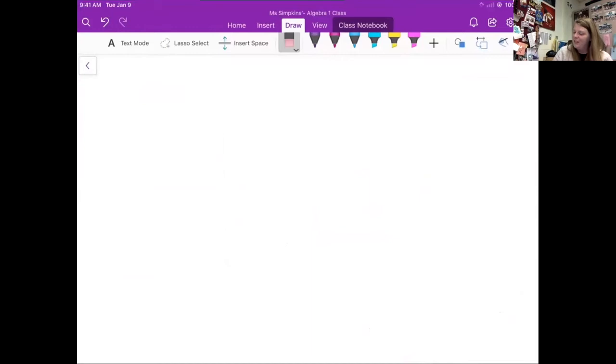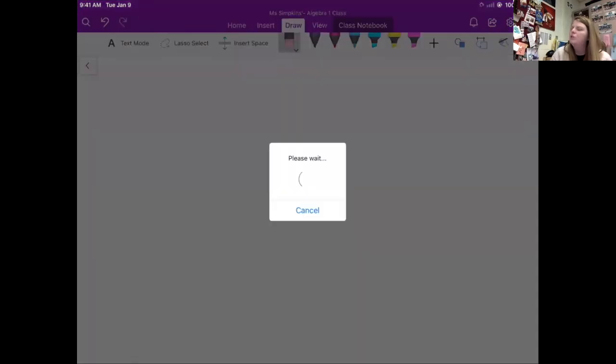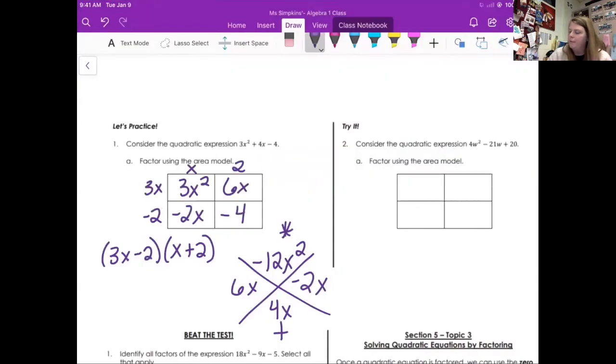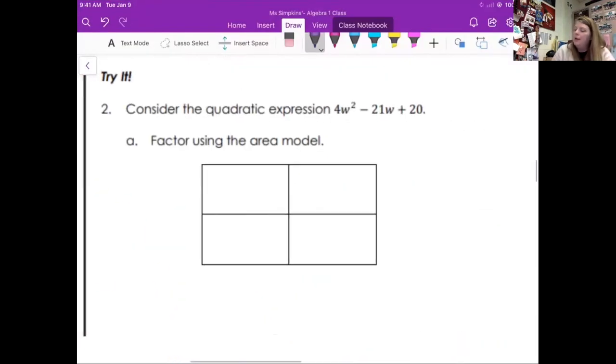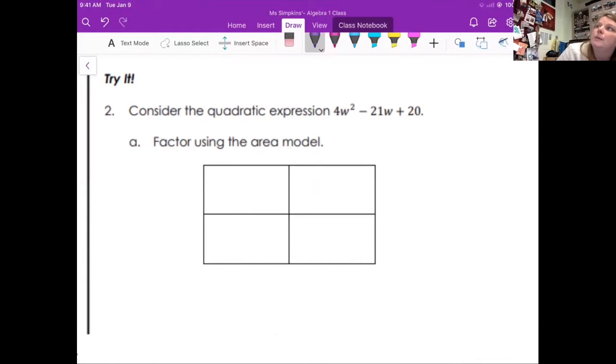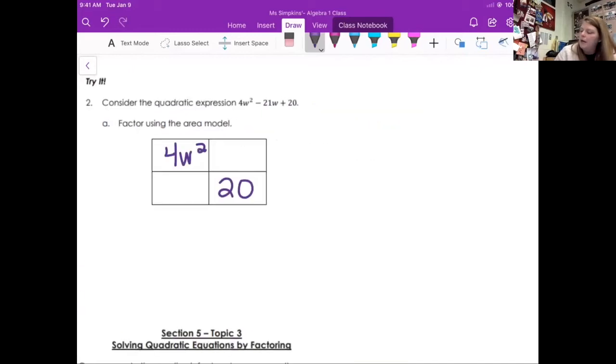Okay. Let's try another one. We'll do two more before we take a brain break for lunch. Okay, so my quadratic is 4w squared minus 21w plus 20. So in the top left goes what term? Yeah, the first term, 4w squared. And then in the bottom right box would go 20. So then we want to make our x.